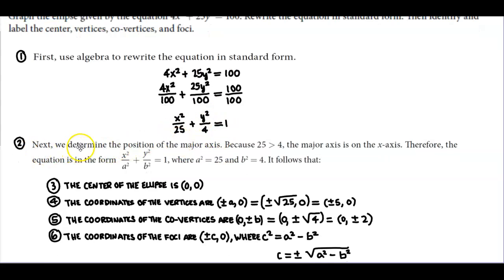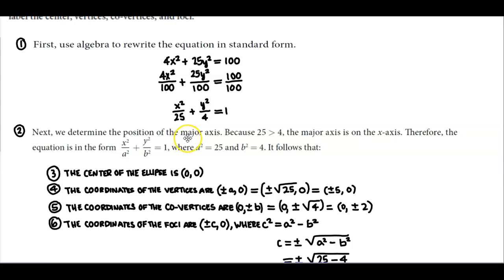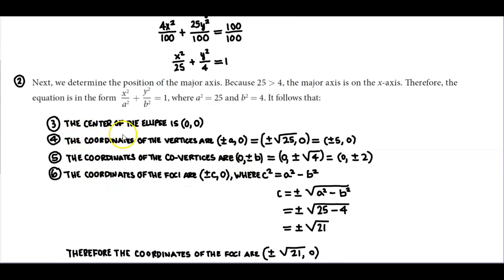Now, in number 2, we have to determine the position of the major axis. So the number under the x squared, 25, is greater than the number under y squared, which is 4. So we can say the major axis is on the x-axis. And therefore, the equation is going to be in the form of x squared over a squared plus y squared over b squared, which is equal to 1, where a squared is 25 and b squared is equal to 4. So it follows that the center of the ellipse is 0, 0.